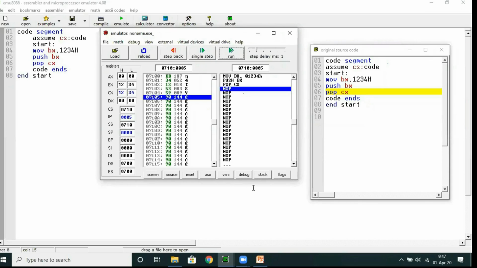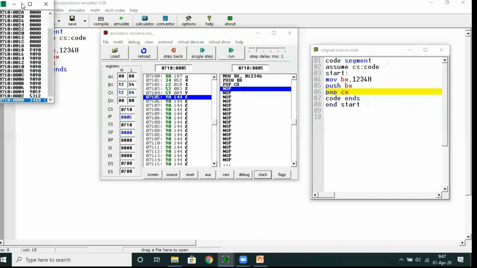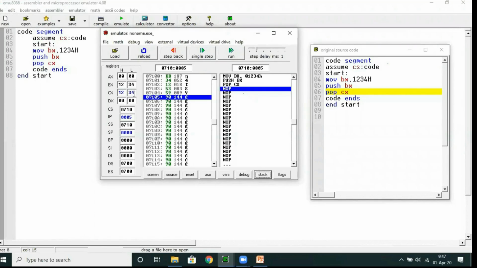We got this value here. So that value was popped from the stack. The top of the stack, 1234, is popped from the stack memory, and that popped value is stored in the CX register, 1234. That's all. That's all I wanted to discuss.